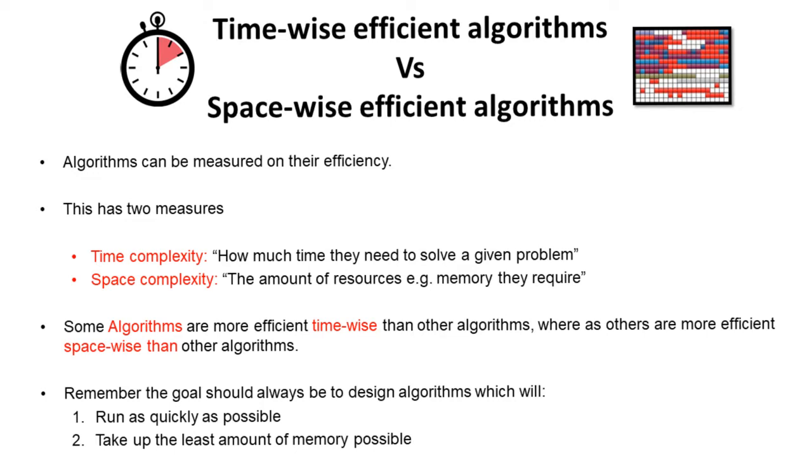The second basic concept we wanted to cover was time-wise efficient algorithms versus space-wise efficient algorithms. Remember what we said earlier, algorithms can be measured on their efficiency, and this has two measures: time complexity, that's how much time they need to solve a given problem, and space complexity, the amount of resources, e.g. the amount of memory they require to solve a problem. Some algorithms are more efficient time-wise than others, whereas others are more efficient space-wise. Remember what we said at the start of the video, the goal should always be to design algorithms which run as quickly as possible and take up the least amount of memory possible.